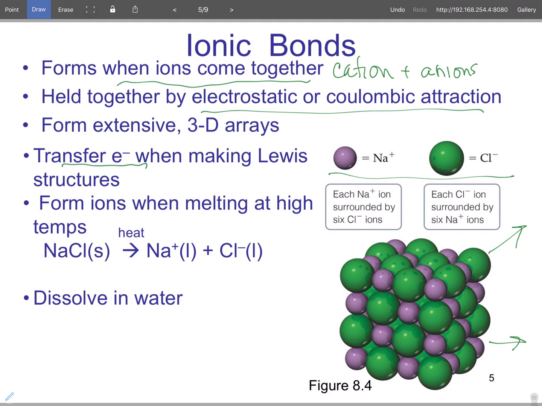They're going to transfer electrons when making Lewis structures. More about that when we get to Lewis structures. And they form ions when melting at high temperature. So they tend to be conductors either when they themselves are melted in liquid form or when they're in aqueous form. But the crystals themselves are not conductors. Okay? They will dissolve in water, hence the solubility and salt formation.